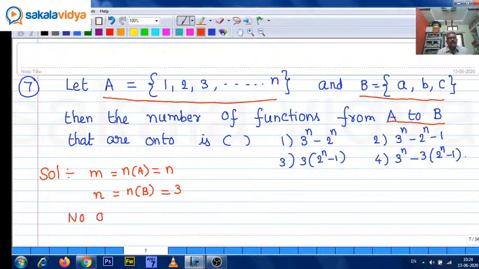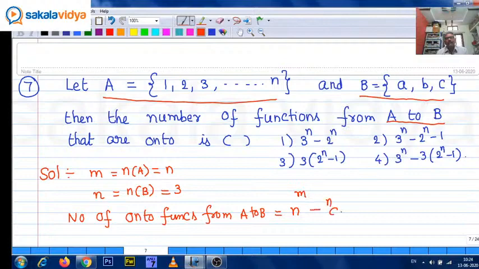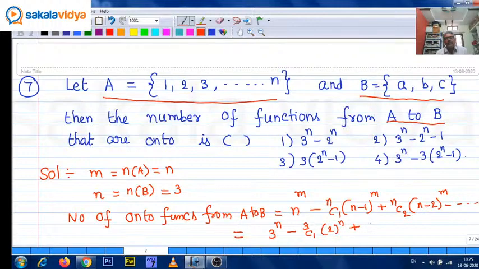Now number of onto functions from A to B. What is the formula? n to the power of m minus nC1 (n minus 1) raised to m, plus nC2 (n minus 2) whole to the power of m minus and so on, because after that you will be getting n minus 3. Leave it now. So this equals 3 raised to n minus 3C1, 3 minus 1 is 2, m is equal to n, 2 power n plus 3C2, 3 minus 2 is 1, 1 to the power of n.